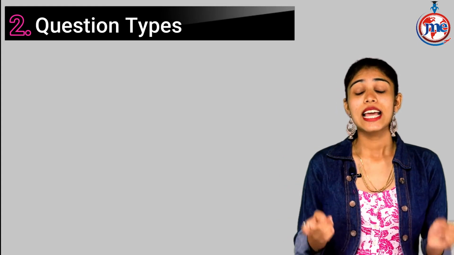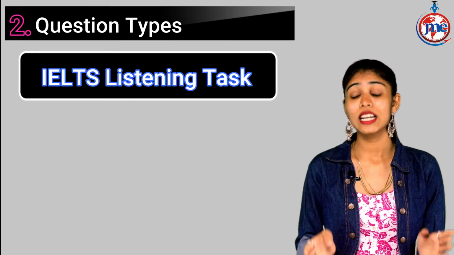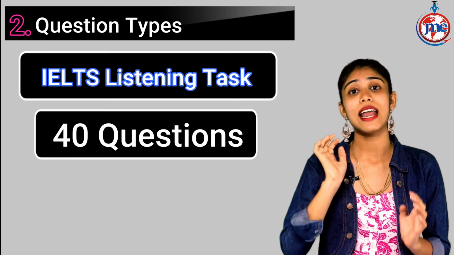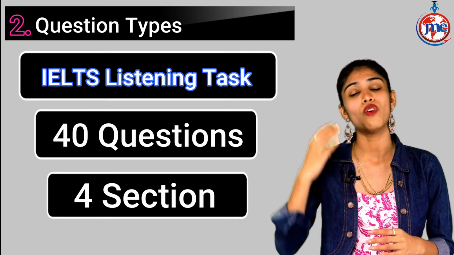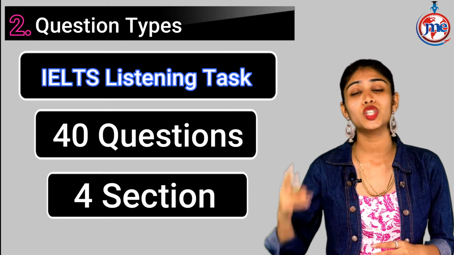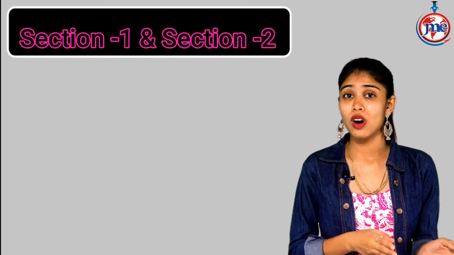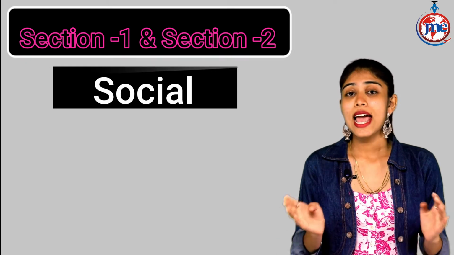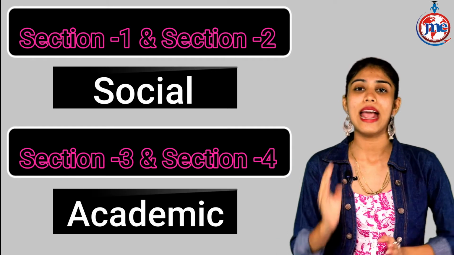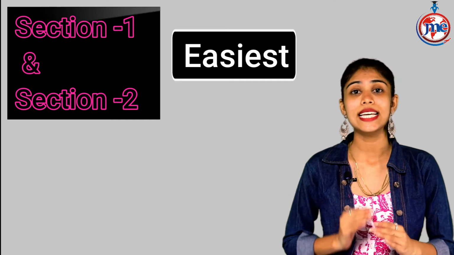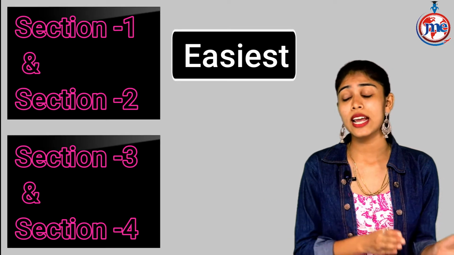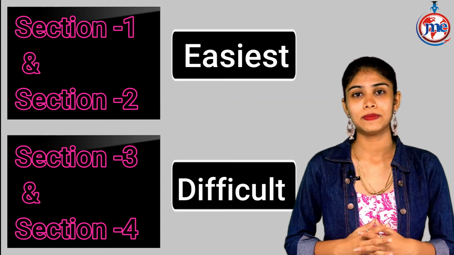Now, let's see point number 2, which is about question types. So, students, in your IELTS listening task, a total of 40 questions are asked, and the 40 questions are divided into 4 sections. Section 1, 2, 3 and 4. Section 1 and 2 are social, and section 3 and 4 are academic. Now students, section 1 and 2 are the easiest, but section 3 and 4 are difficult.